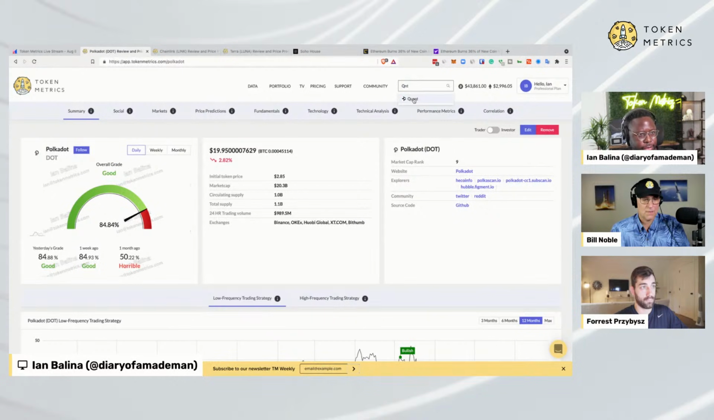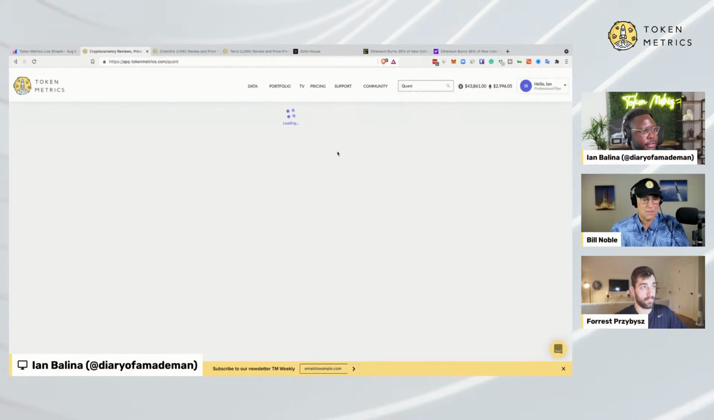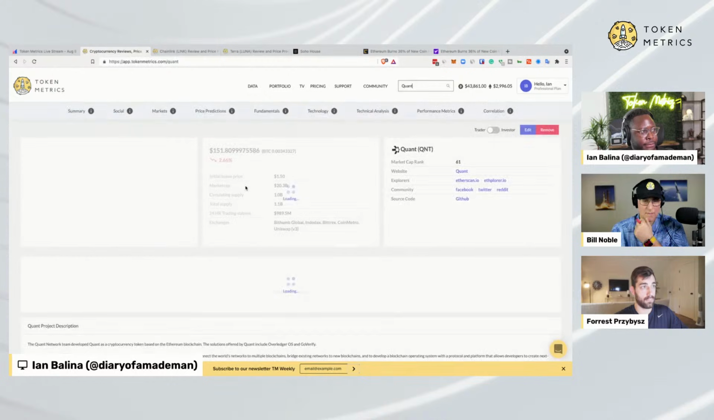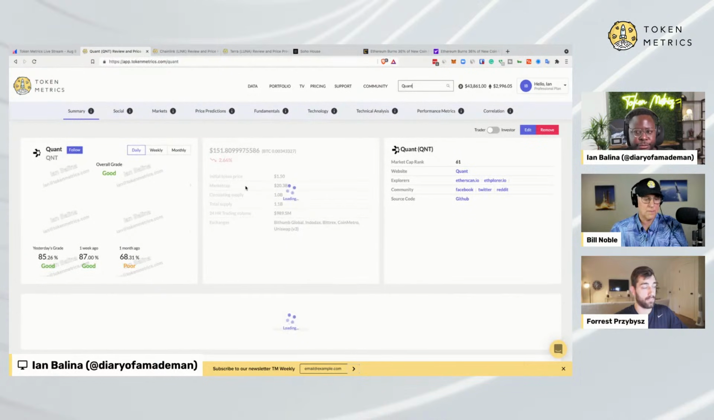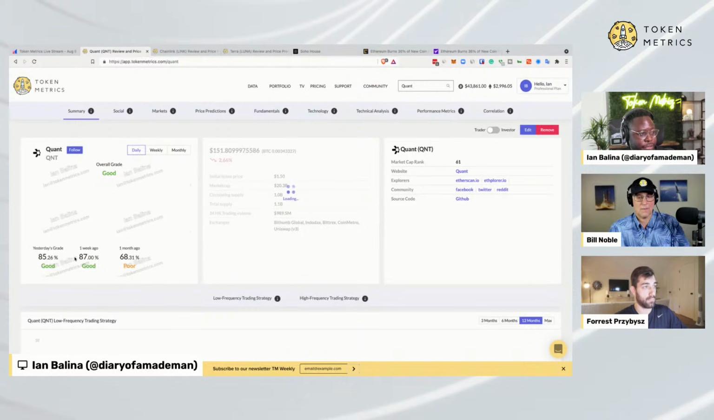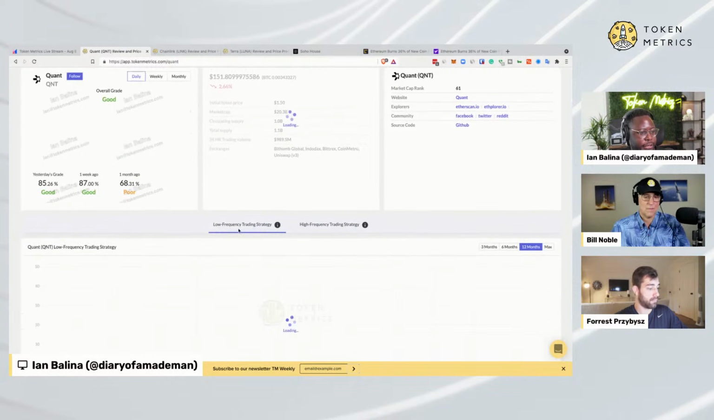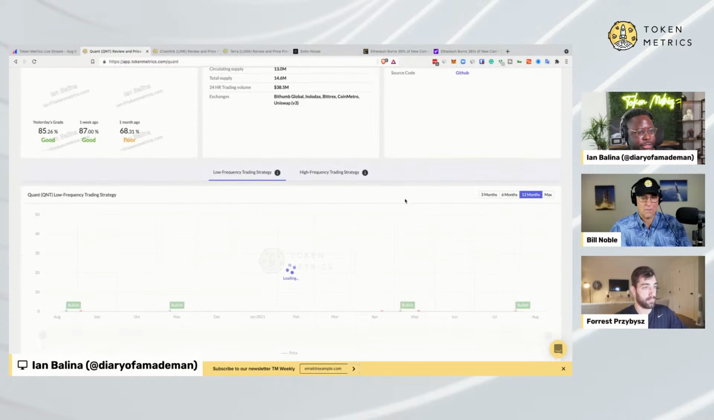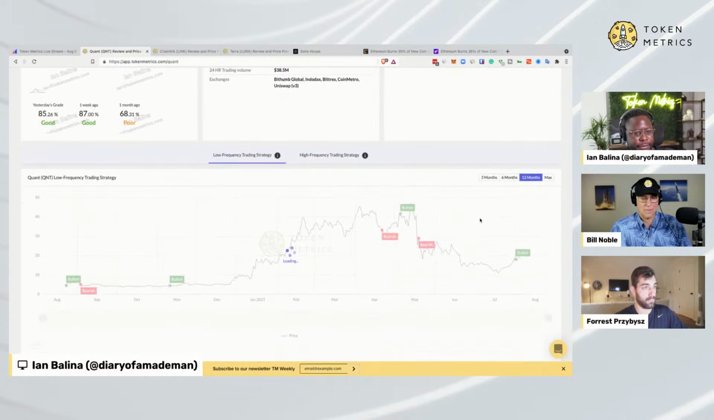QNT, Quant. And as I'm doing this, maybe Bill, if you could pull up the TA as well on your end. So the Quant grade looks good, 85%, 87%. And if we go to the trends indicator, it's also bullish, right? So right now, things look good, right?